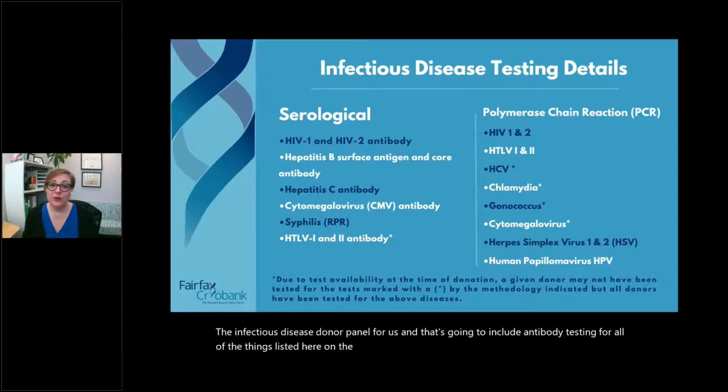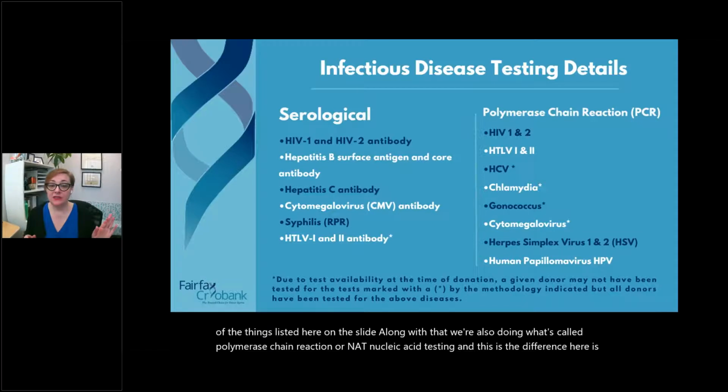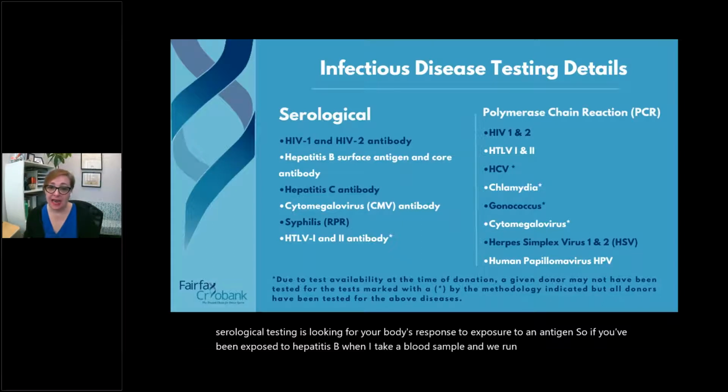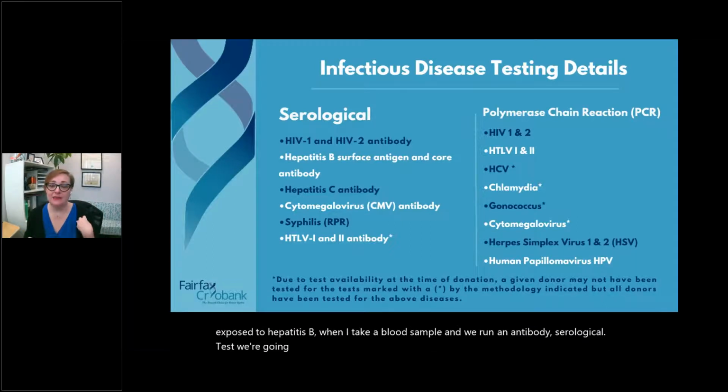Along with that, we're also doing what's called polymerase chain reaction, or NAT, nucleic acid testing. The difference here is that serological testing is looking for your body's response to exposure to an antigen. So if you've been exposed to hepatitis B, when I take a blood sample and we run an antibody serological test, we're going to see that your body has developed antibodies to hepatitis B. That is a serological test.